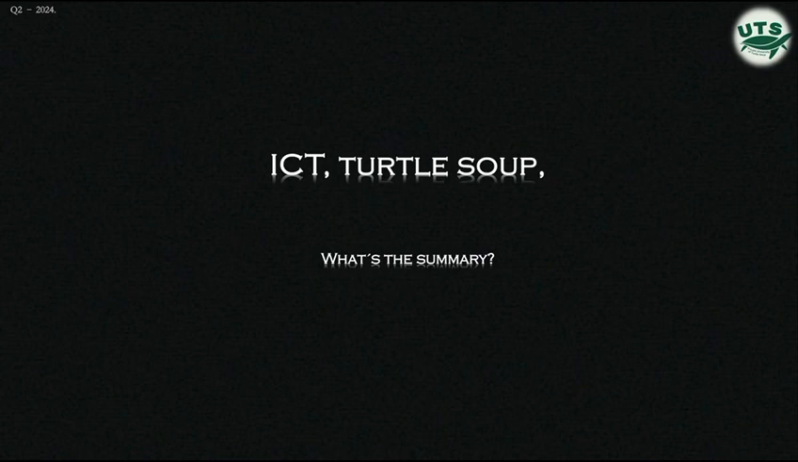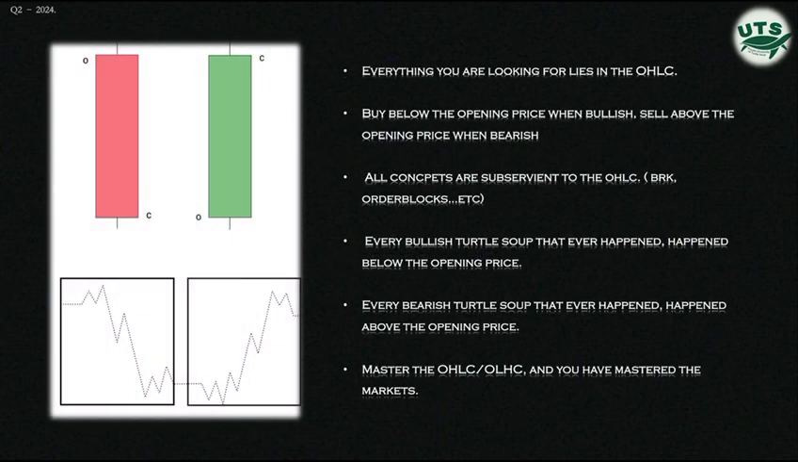But you can kind of summarize ICT in the power of three. Everything you're looking for lies in the open, high, low, and close, or open, low, high, and close. The open on the left side, high, low, and close, open, low, high, close. If you want a summary of ICT, it's buy below the opening price. This is the foundation. Buy below the opening price when bullish, sell above the opening price when bearish. All concepts are subservient to the open, high, low, and close.